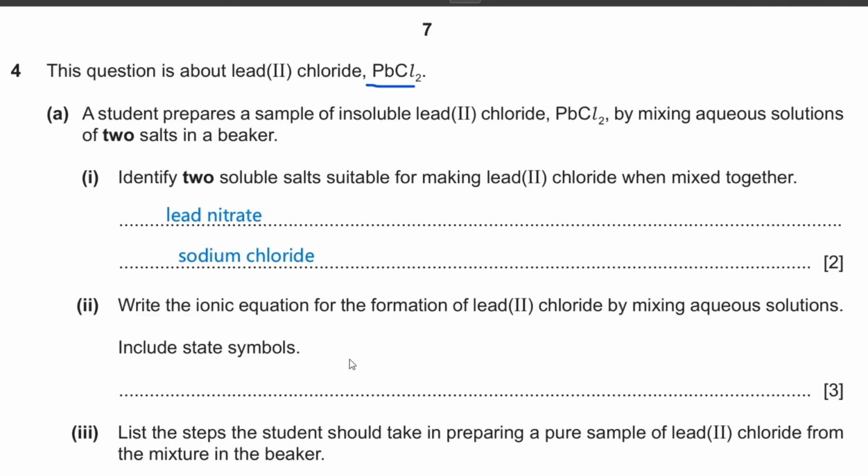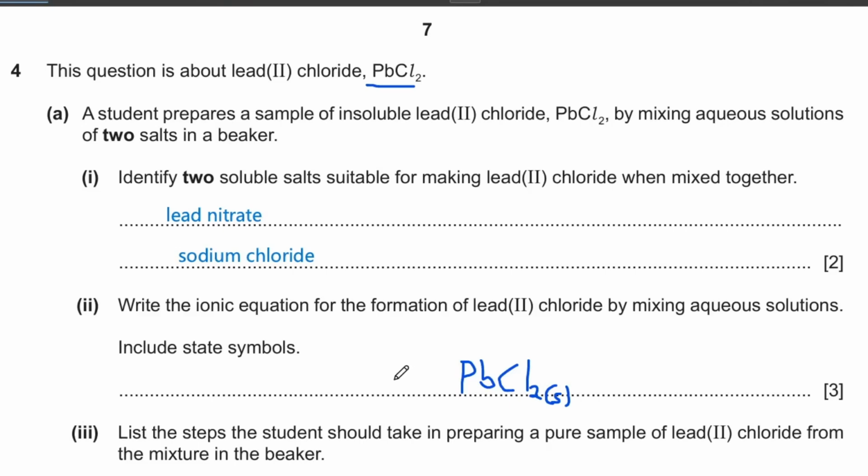Include state symbols. Now, in order to write this, I usually teach children to use the reverse method instead of using the long method. So how do you do that? First thing to do is to write your product, which is lead(II) chloride. And we already know that the lead(II) chloride is an insoluble salt. So therefore, it's going to be a solid. It's a precipitate. So it's a solid. Next is to draw our arrow. So that's why I call it the reverse method.